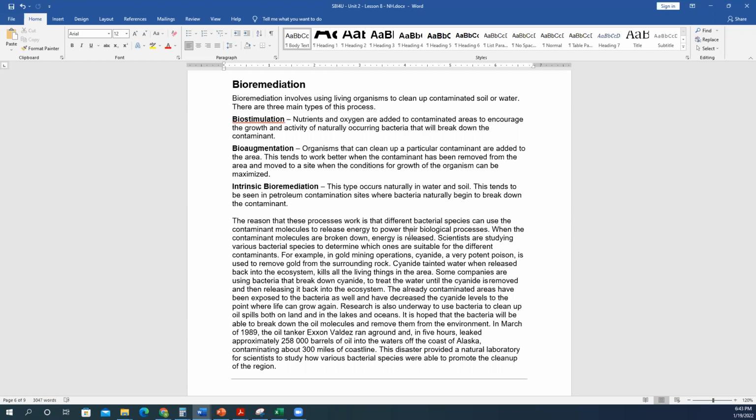in 5 hours, it leaked approximately 258,000 barrels of oil into the waters off the coast of Alaska and contaminated about 300 miles of coastline. This was a disaster, but on the positive side, it provided a natural laboratory. It was a place for scientists to study how various bacteria species were able to help clean up the contamination of a region. So in a way, this was a huge disaster, but I guess some good was ultimately gained from it.